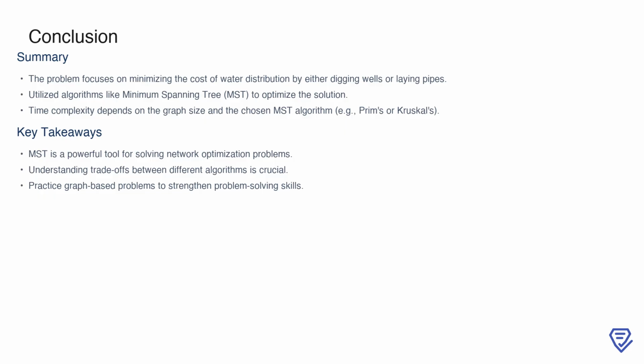In conclusion, we tackled the problem of optimizing water distribution in a village using a minimum spanning tree approach. By understanding the trade-offs and focusing on cost efficiency, we've built a strong foundation for solving similar network optimization problems.